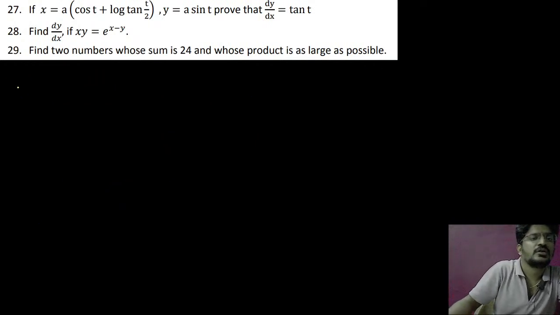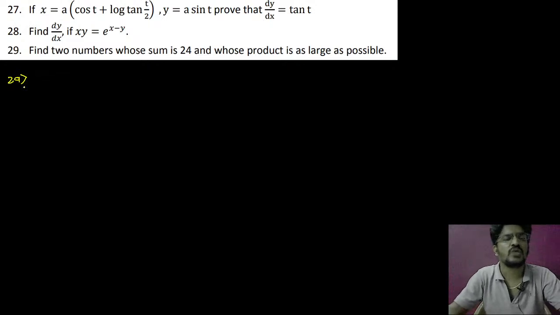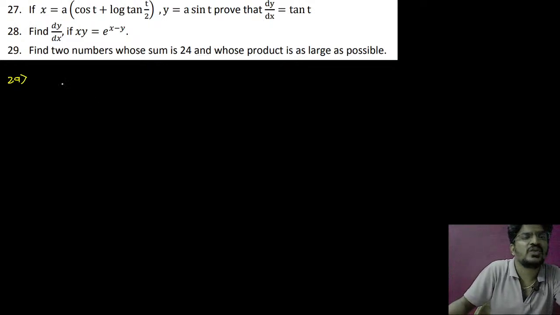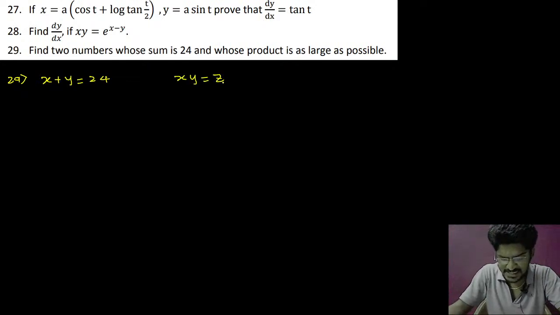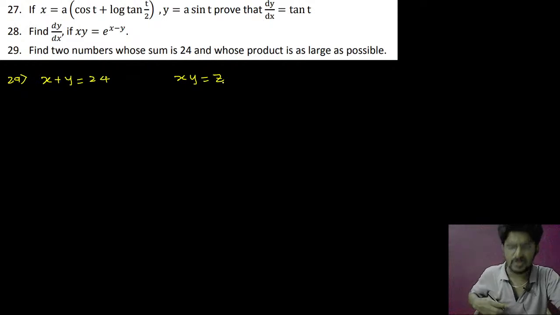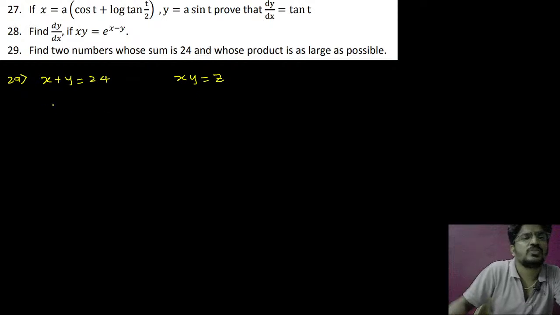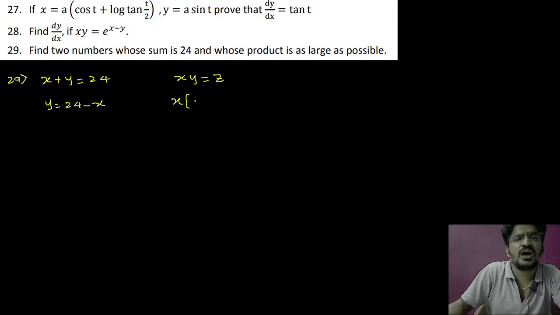Okay, so you can see in problem number 29 what you have. Find two numbers whose sum is 24 and whose product is as large as possible. So here, find two numbers whose sum is 24, that is x plus y is equal to 24, and product is as large as possible, which I will write as z. All of you know that you have to differentiate the equation of z. Before that, y is equal to what? 24 minus x. So in the place of y, I will write 24 minus x, equal to z.